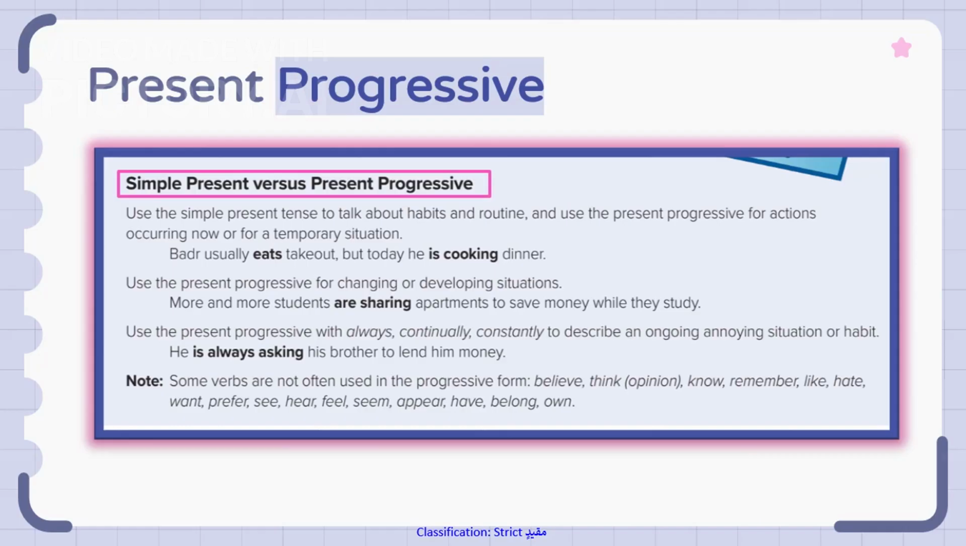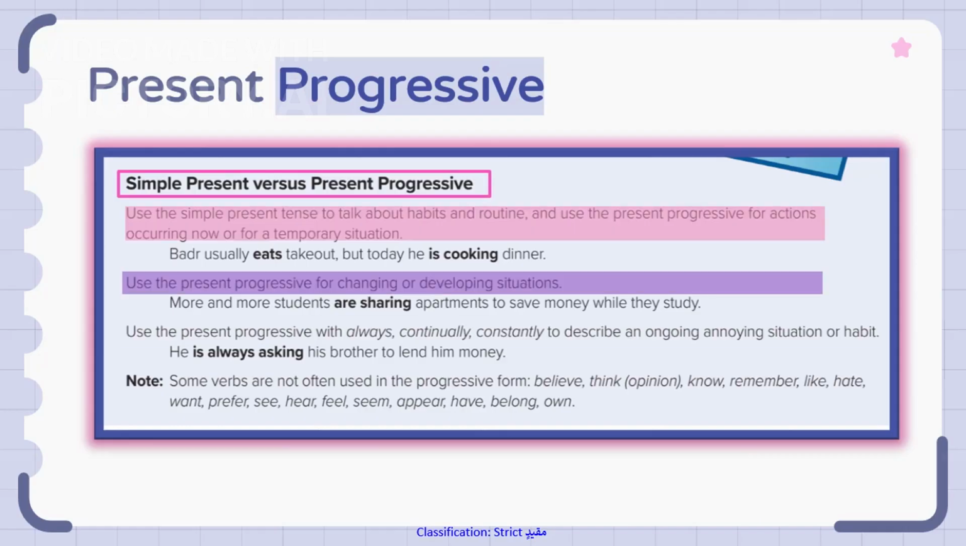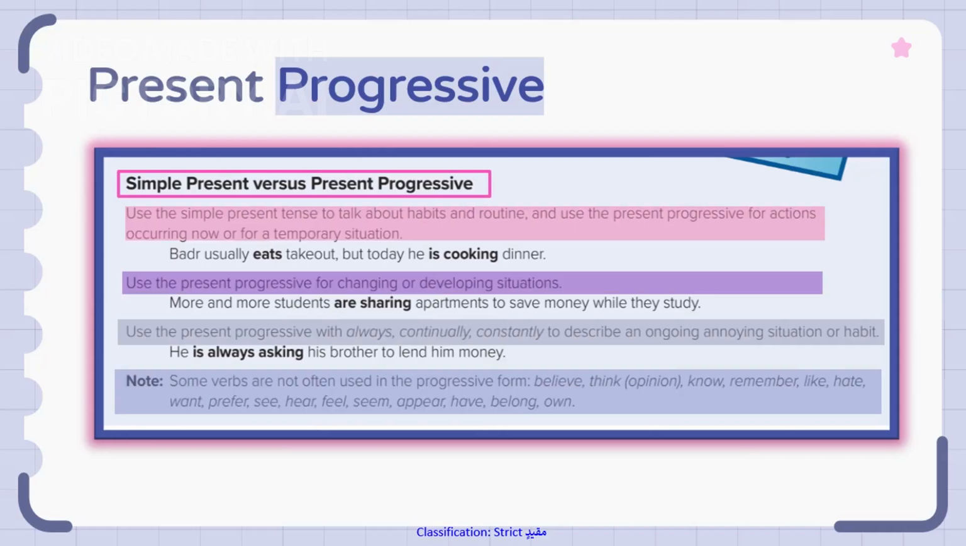Now, let's compare the simple present with the present progressive. The simple present describes habits and routines, while the present progressive is used for actions occurring now or for temporary situations. Understanding the difference is key to effective communication.